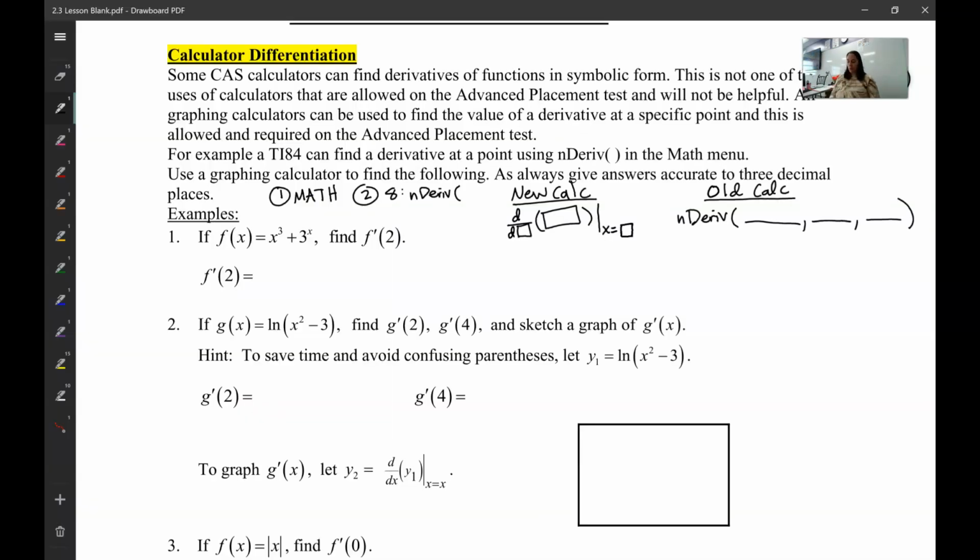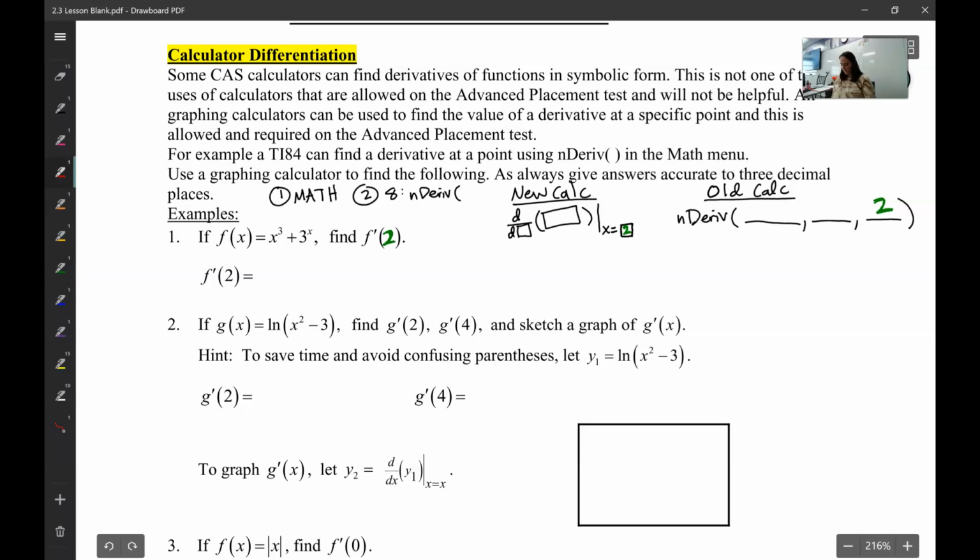Now let's show you how to take a problem and fill this all in. So here's our problem. We want to find f prime of 2. So first off, this 2 right there, that's your x equals. So that goes right there. In your old calculator, that 2 would be in that last spot.